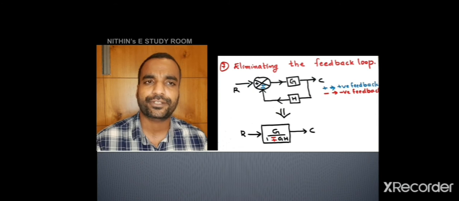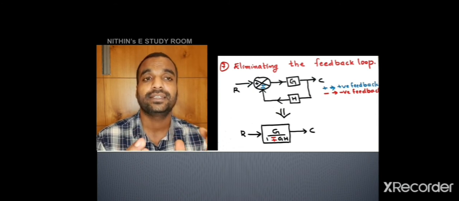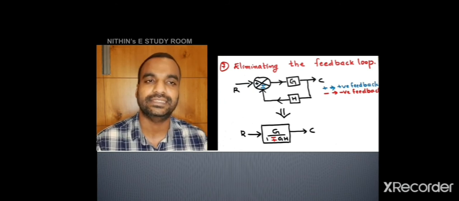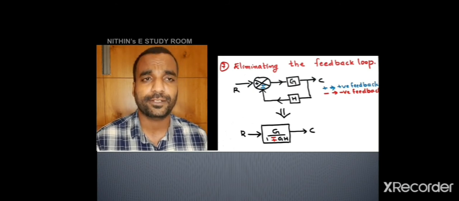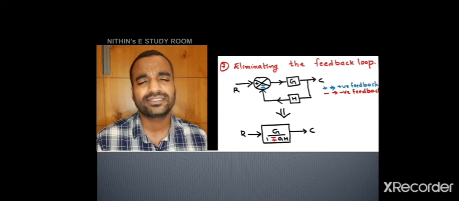This is the simplification of the closed loop system transfer function. C by R is G(s) by 1 plus G(s)H(s), or G by 1 plus GH. This is the technique for eliminating the feedback loop. Okay. Now all the 7 techniques are completed.